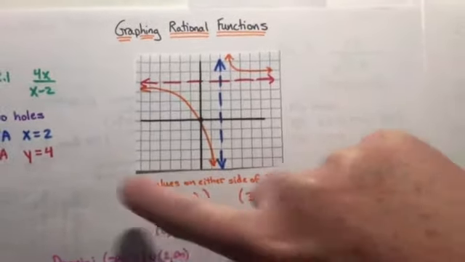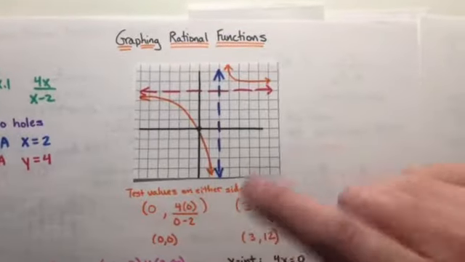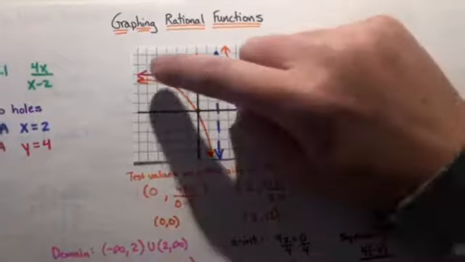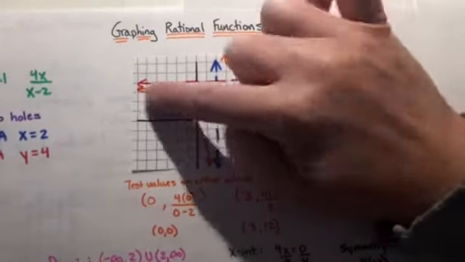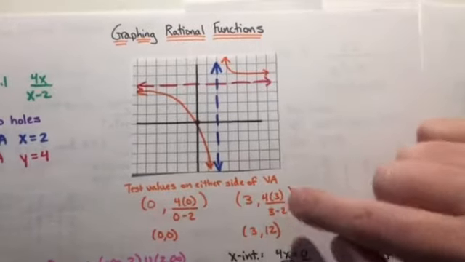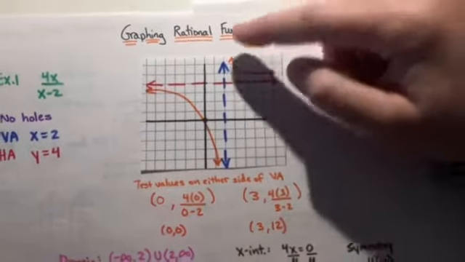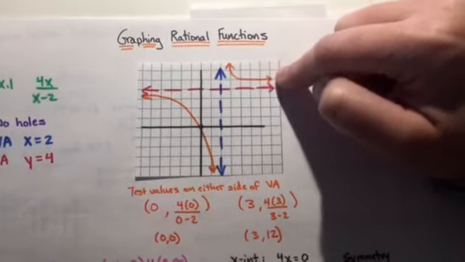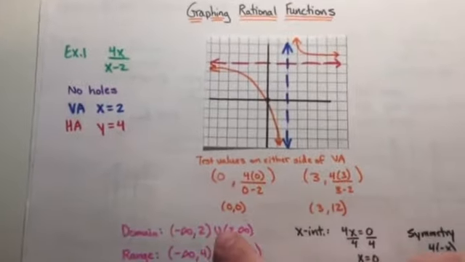So when I plugged in 0 just back into the original rational function, I got 0, 0. So that tells me my branch belongs in this area of my graph. And then I plugged in 3, so I got 3, 12. Now that is off of my graph, but it tells me enough that I can still put my branch right here. Then I can pick out domain and range.